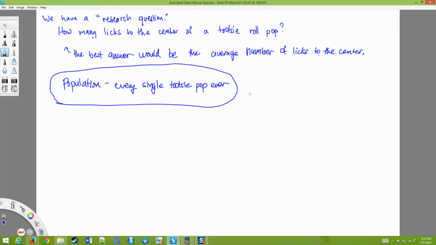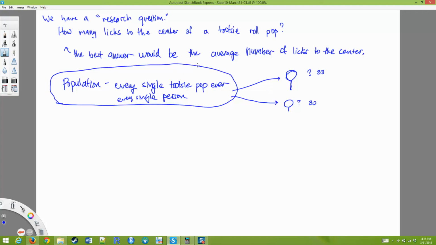And if you think of every single Tootsie Pop ever, here's a Tootsie Pop. And this Tootsie Pop has some number that we don't know. Maybe it's like 33. This is how many licks it takes to get to the center of this Tootsie Pop. And over here is another Tootsie Pop, and again, there's an unknown number, and maybe this one takes 30 or something. Population would be every single Tootsie Pop ever, and every single person ever, really, because each person might have a different number. So if you give this Tootsie Pop to some person, it might take him 33 licks. If you give this Tootsie Pop to a different person, it might take her 30 licks. There's no way to know exactly all the combinations of every possible Tootsie Pop and every single person.